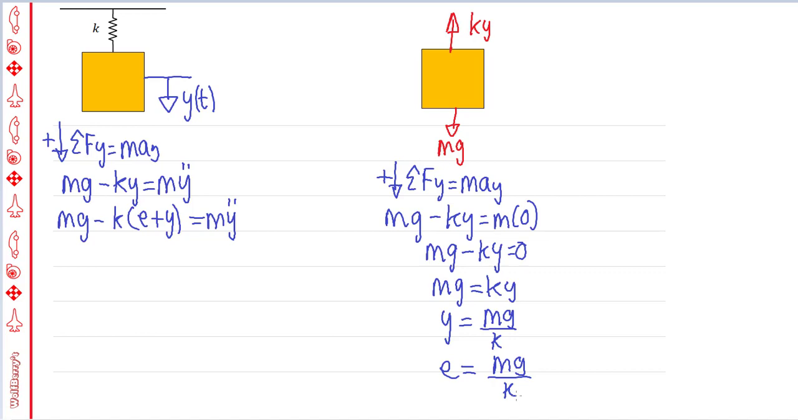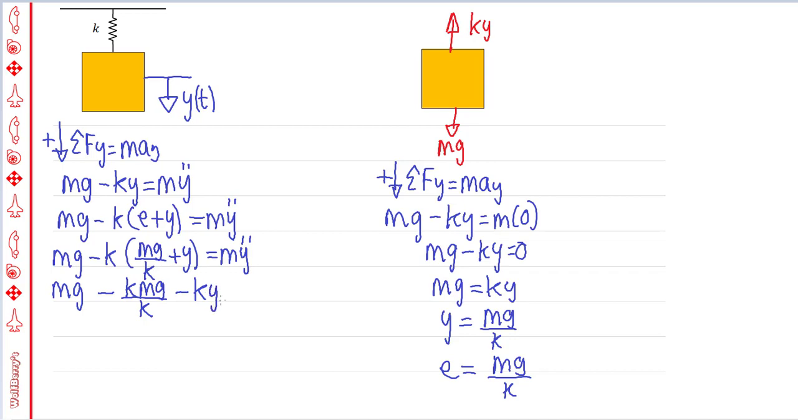Now we can substitute this equation into our equation on the left. So we have mg minus k, open brackets. Instead of extension, we have mg over k plus y equals my double dot. Let's go ahead and expand the bracket. So we have mg minus kmg over k minus ky equals my double dot. Now we can clearly see that the k will cancel with this k here.